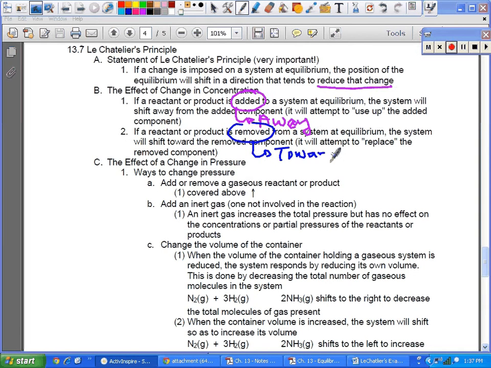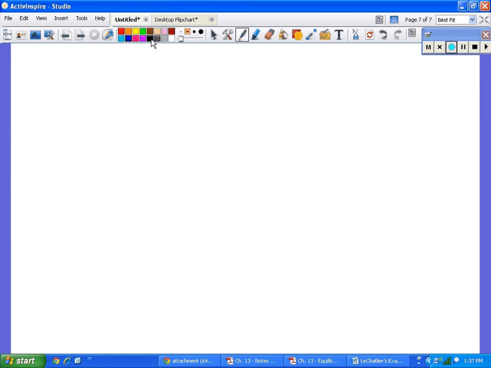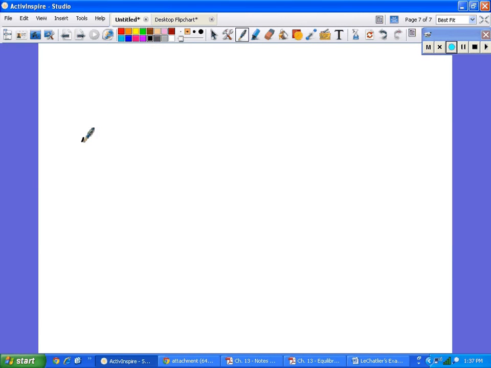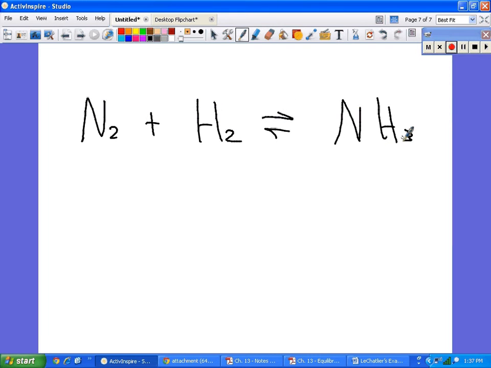But now I want to focus on something real quick. Let's use this equation because we always come back to it. Excuse me, this is a 3 and this is a 2. Now, please pay attention to this because your multiple choice tomorrow has a lot of Le Chatelier questions. So you need to know how to answer them.